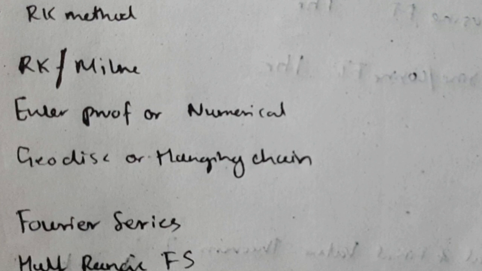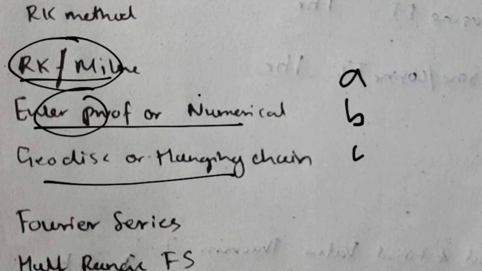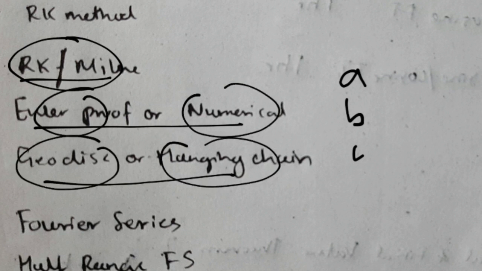See, in module 5 you have 3 topics: RK or Milne method, Euler's proof and numerical, and geodesic or hanging chain. See, in the question paper ABC parts are there, right? They can ask either from this RK or Milne, Euler's proof or numerical, geodesic or hanging chain. Okay, so you can prepare either of these.